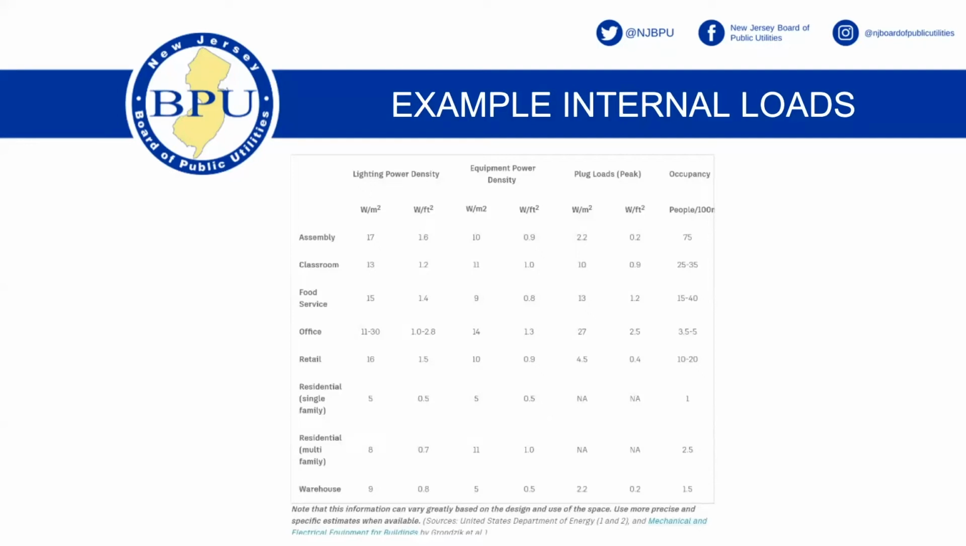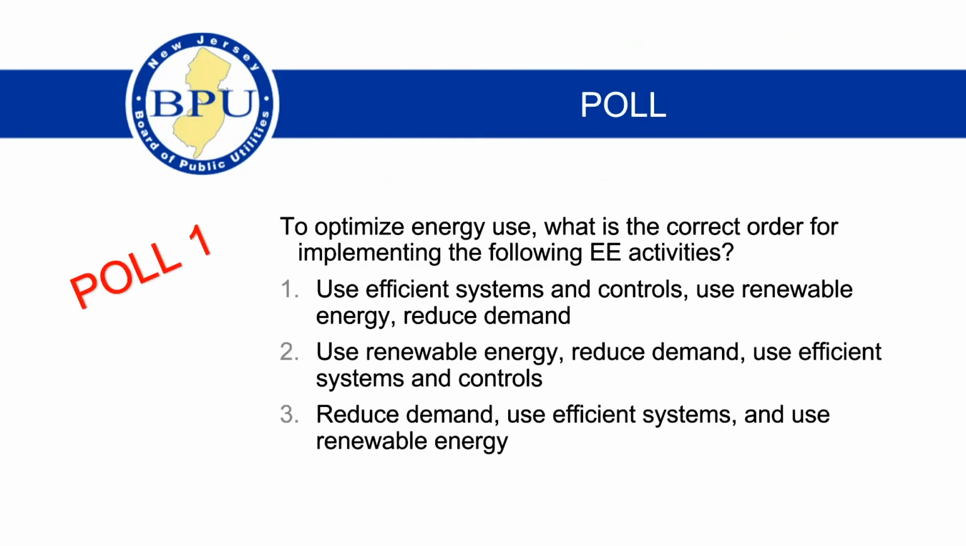So those are the big three, really, right? Lighting, the HVAC, and then plug loads. So we're going to take a poll now. Did everybody have their little scanner thing? And we're going to ask this question here: to optimize energy use, what's the correct order for implementing the following energy efficiency activities?